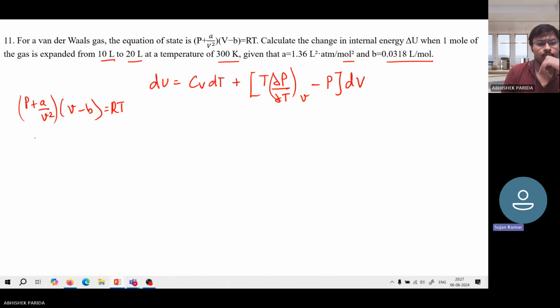If you are integrating, the CV value is not available here. How to approach that? CV value is not available. Okay, then just take it as air. Take it as 1.005. Okay, sir.